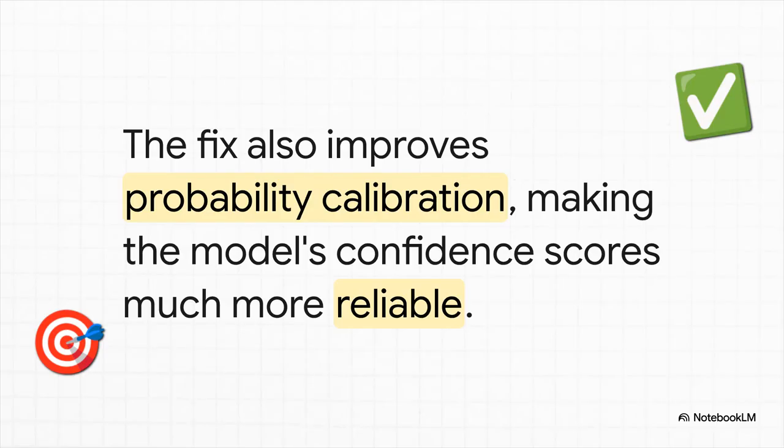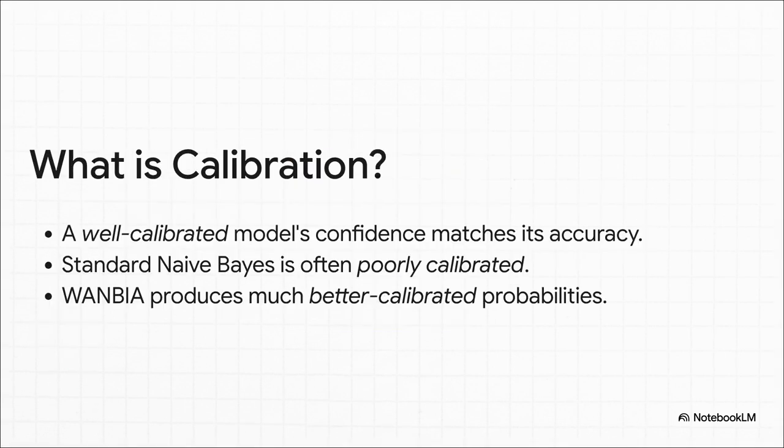But getting more answers right is only part of the story. The fix also improves something called probability calibration. And in simple terms, that just means the model's confidence scores become a lot more trustworthy. So what is calibration? Well, think about a weather forecast. If it says there's a 70% chance of rain, you'd hope that, over time, on days with that forecast, it really does rain about 70% of the time. That's good calibration. Standard naive Bayes is like that forecaster who is always yelling, 100% chance of a hurricane. It's just way too overconfident. WANBIA's weighting system dials back that overconfidence, making its probabilities a much better reflection of reality.